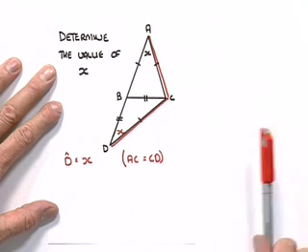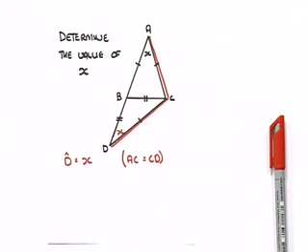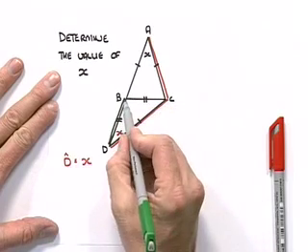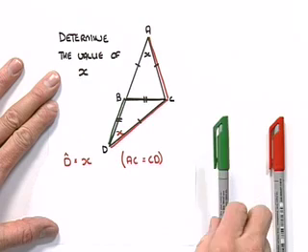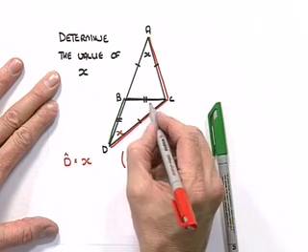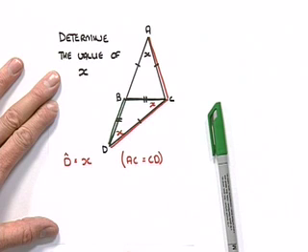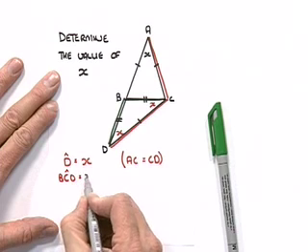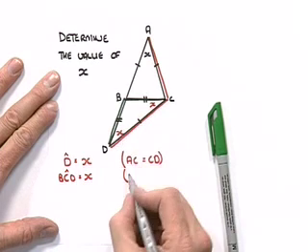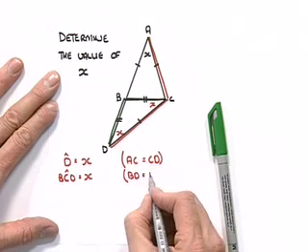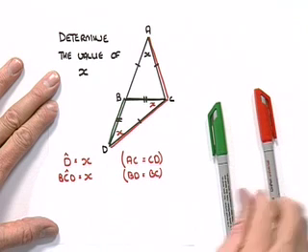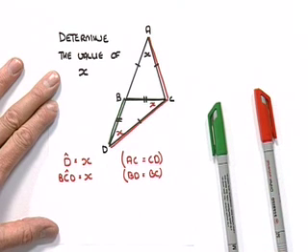Let's keep going. What I notice is that this X is now a base angle in another triangle. There. That makes us very powerful, because that means that this angle here should also be X. Let's keep going. BCD equals X, and it's because BD is equal to BC in the triangle BCD.